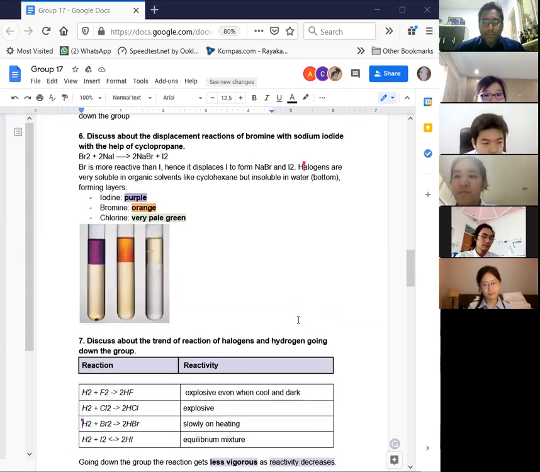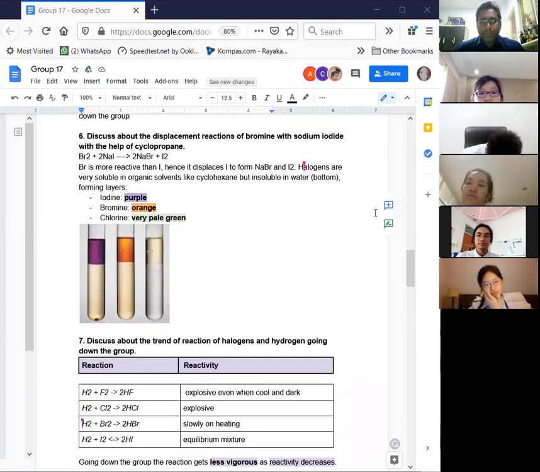Bromine reacts with sodium iodide to form sodium bromide and iodine. This is because bromine is more reactive than iodine, hence it displaces I to form NaBr and I2.